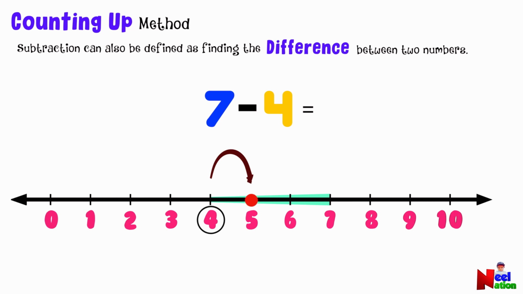After 4, we make a jump to 5. Then another jump to 6. And one last jump to 7. Okay, how many jumps did we make? Let's count. 1, 2, 3. We made 3 jumps. So the difference between 4 and 7 is 3. That means 7 minus 4 equals 3.